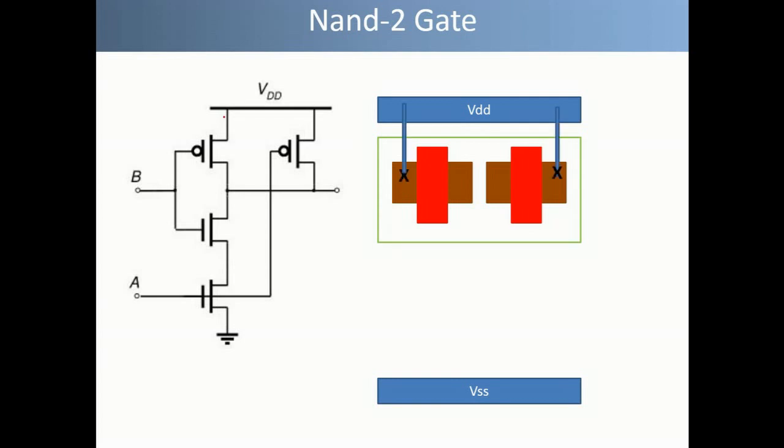Now following the schematic, we create two metal sticks which connect the source terminal of each transistor to the VDD supply, and this X represents a metal 1 to P diffusion contact. Since the drain terminals of the PMOS transistors are connected to each other in the schematic, we can merge them in the stick diagram as shown here to save silicon area.